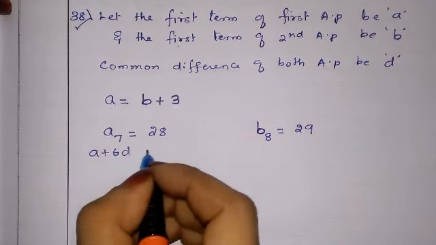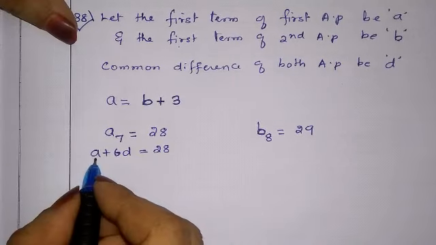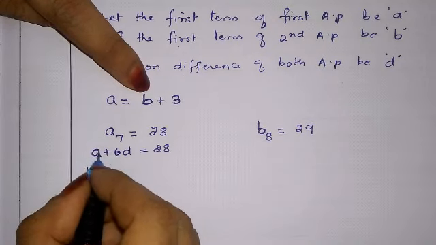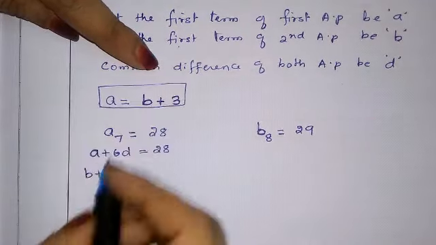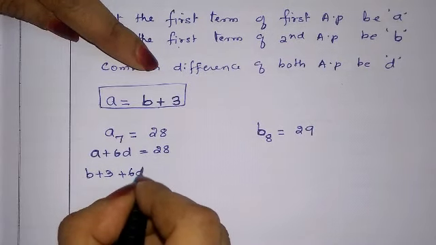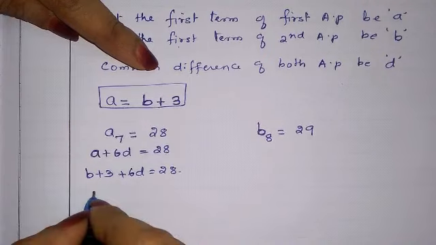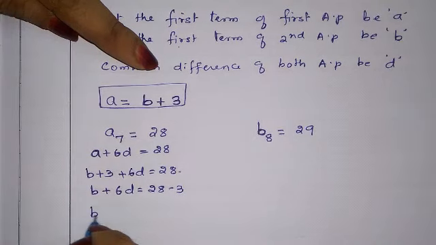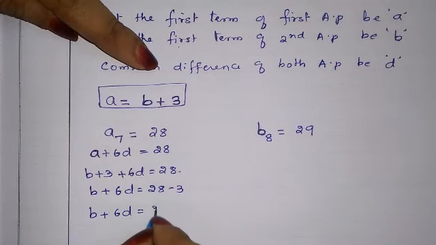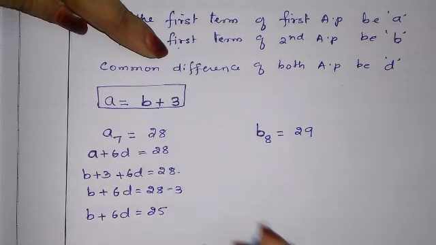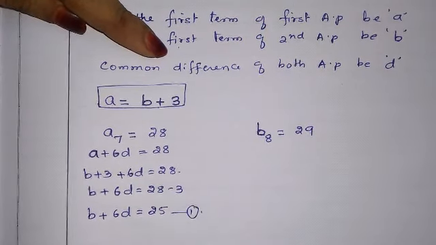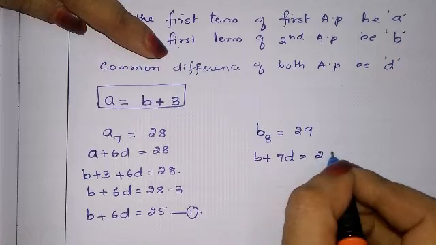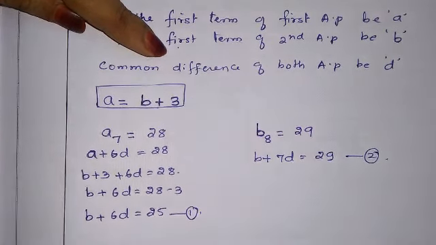A7 is A plus 6D equals 28. A is nothing but B plus 3, so in place of A I'll write B plus 3, because we have got the A value. B plus 3 plus 6D equals 28. B plus 6D equals 28 minus 3, so B plus 6D equals 25. Let us consider this as equation 1. Now B8, B plus 7D equals 29. This we will consider as equation 2.